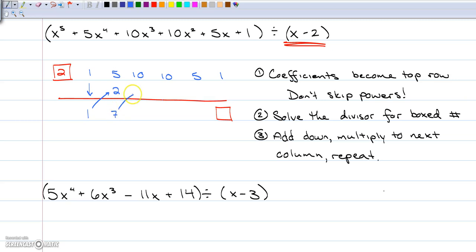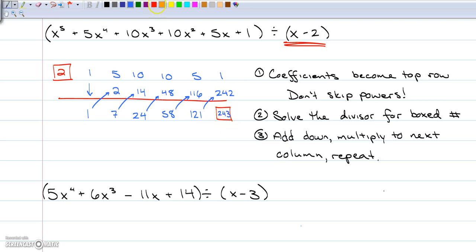Repeat. Send your box number again. 7 times 2, 14. Add straight down, 24. Multiply that again, 48. Add it down, 58. Multiply times 2 again, 116. Add it down, 121. And one last time, multiply it times 2, 242. Add it together, that makes 243.